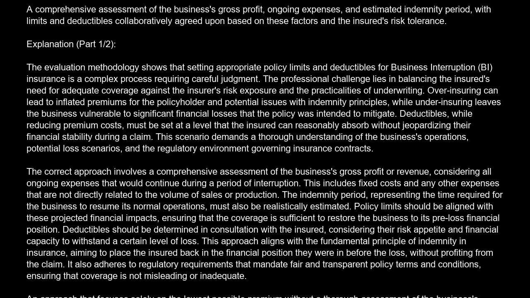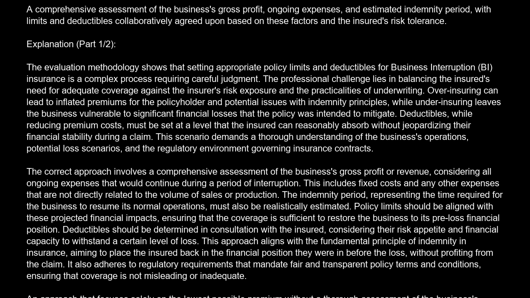This scenario demands a thorough understanding of the business's operations, potential loss scenarios, and the regulatory environment governing insurance contracts. The correct approach involves a comprehensive assessment of the business's gross profit or revenue, considering all ongoing expenses that would continue during a period of interruption. This includes fixed costs and any other expenses that are not directly related to the volume of sales or production. The indemnity period, representing the time required for the business to resume its normal operations, must also be realistically estimated.